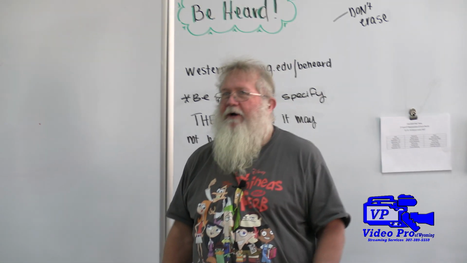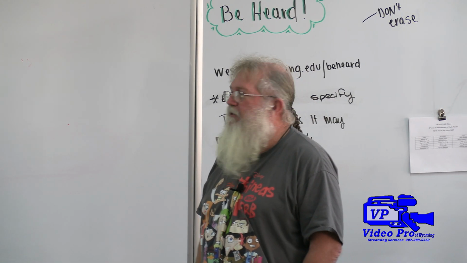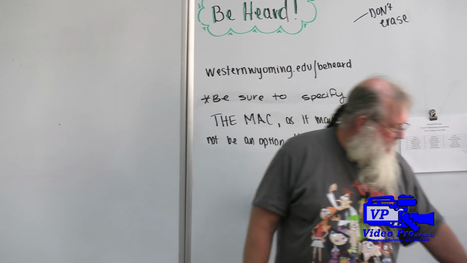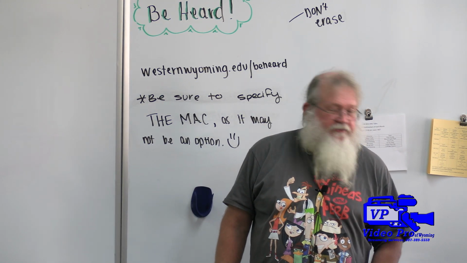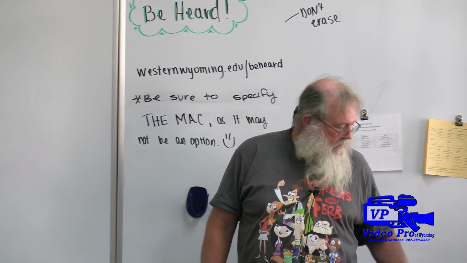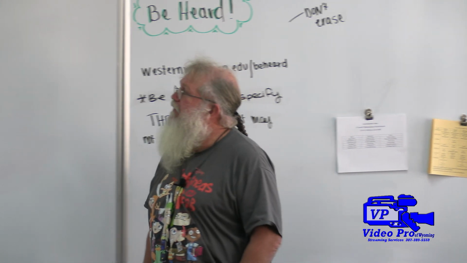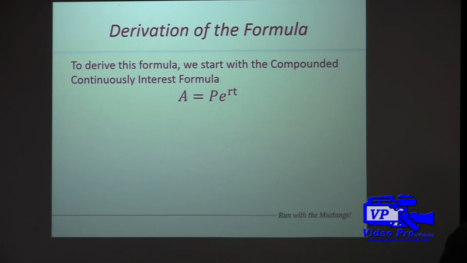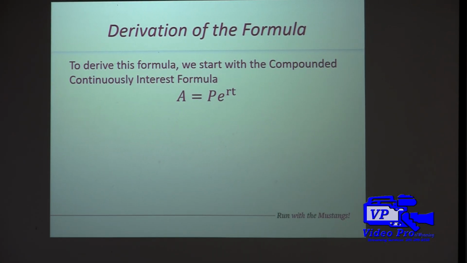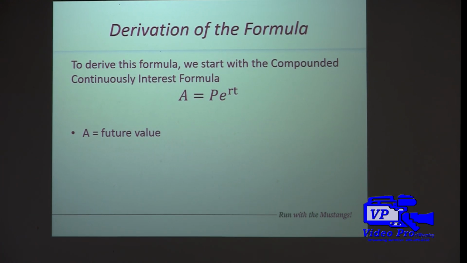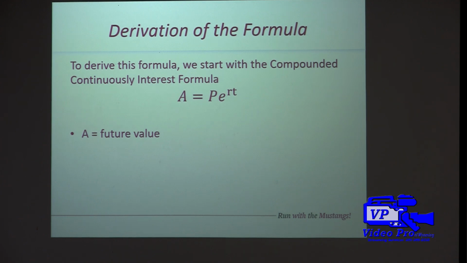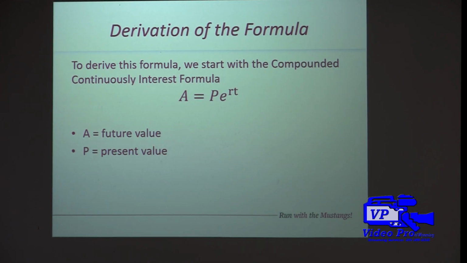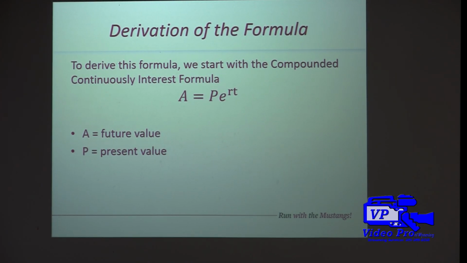So let's talk about the derivation of the formula. We're going to start off with the compound interest formula. And what is the compound interest formula? The continuously compounded interest formula is A equals P e to the rt, where A is the future value, so this is the money we want, the future value of our deposit. P is the present value, or if you're old school, you might know it as the principal.